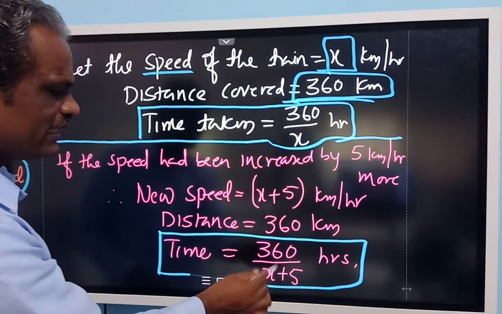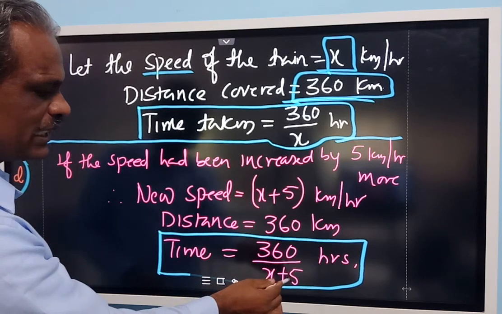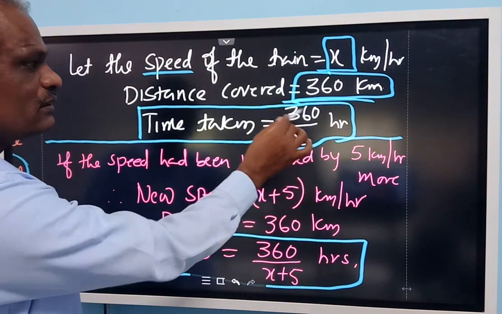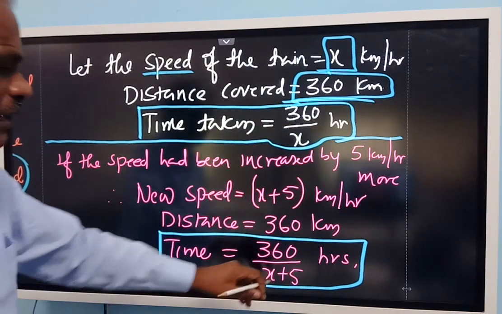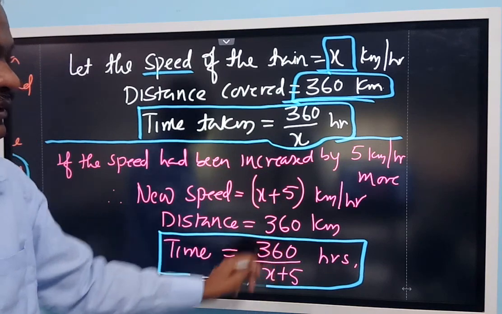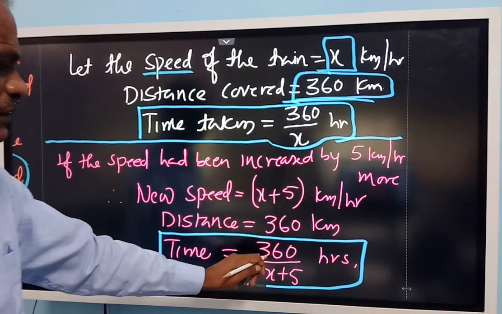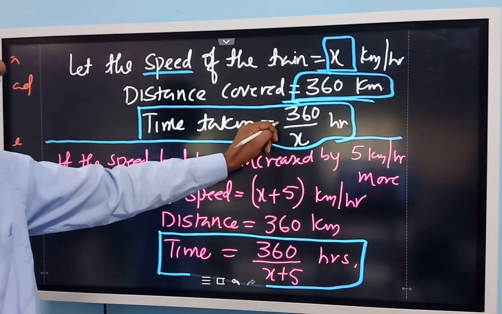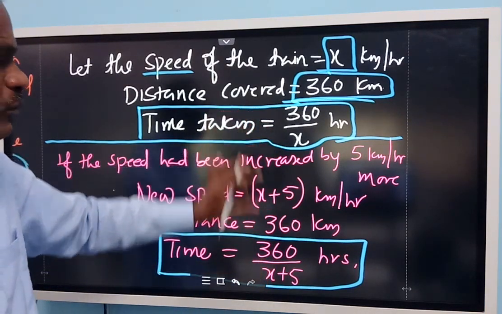So when you are dividing this one by x plus 5, the answer you are going to get is smaller than this 360 divided by x. Denominator here is greater, so the value is smaller. The greater the denominator, the smaller will be the value of it. So this is smaller and this is greater. And this takes less time, this is taking more time. So this time is more than this time.